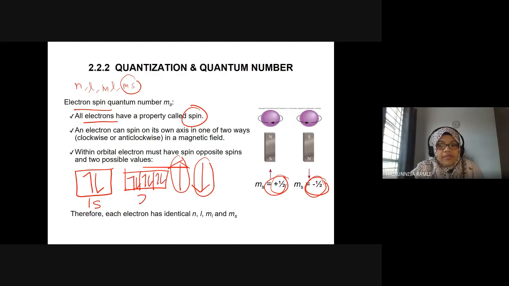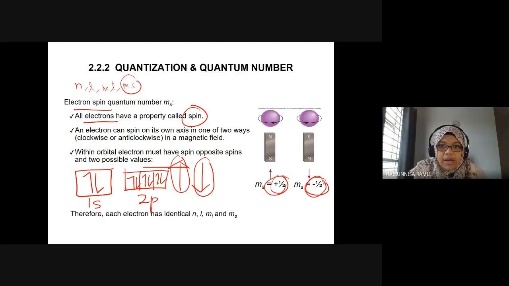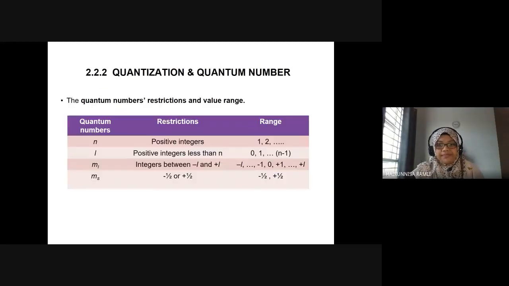Ini untuk P, for example 2P. Maximum untuk P ada 6. So itu maksud MS. Inilah MS yang nak membezakan each of the electron. Within orbital, electron must have opposite spin. Opposite meaning dalam satu orbital, at least dalam 1s, you tak boleh ada spin up, spin up. Cannot. Ini akan kita pergi pada rules nanti. Dia kena ada opposite spin, satu atas, satu bawah, macam magnet lah. Dia tak boleh sama.